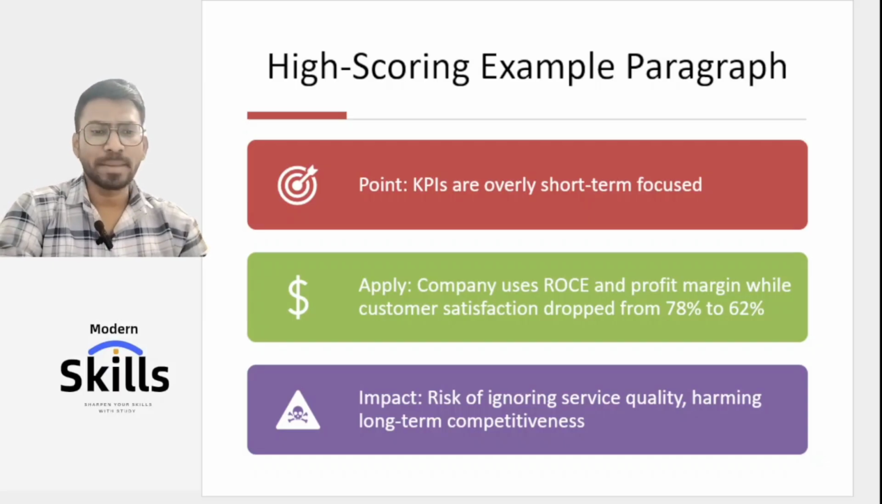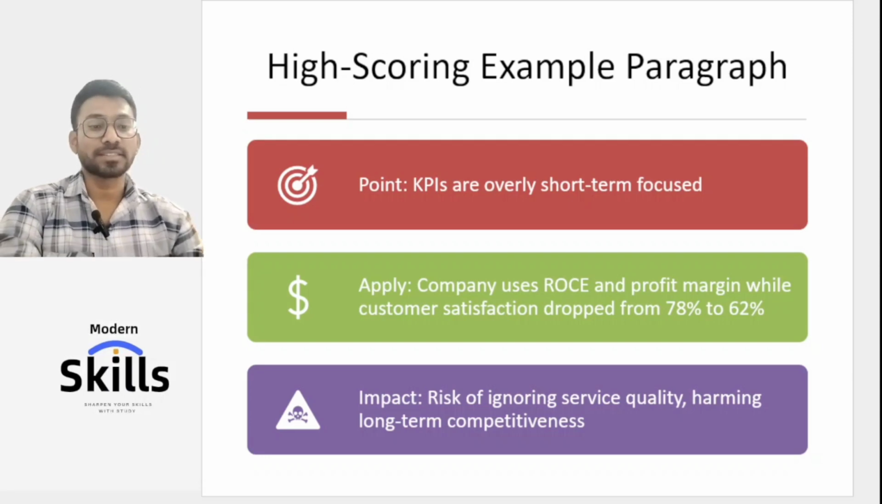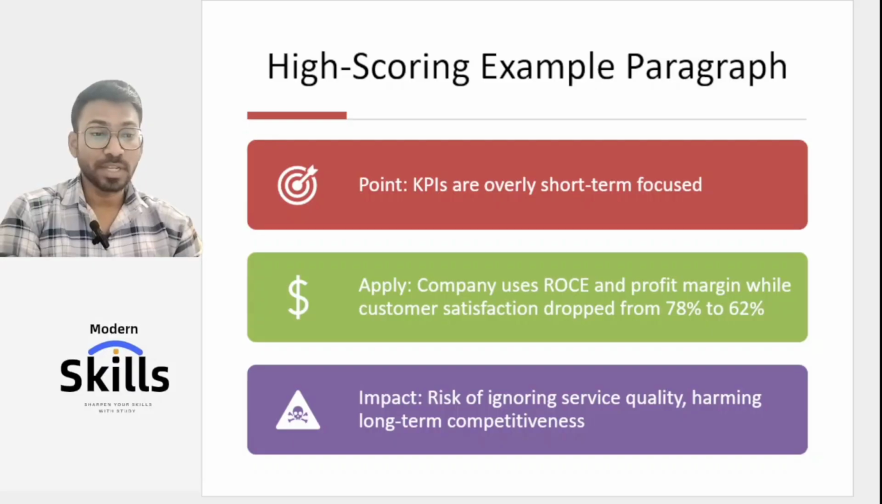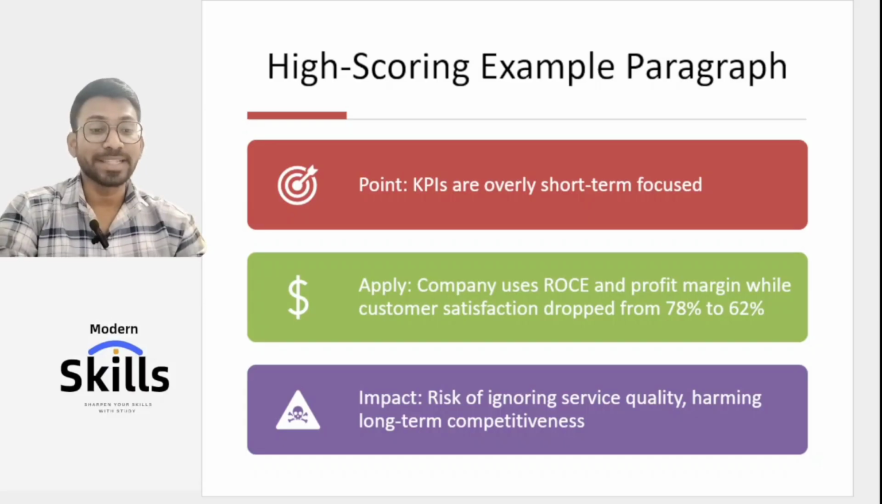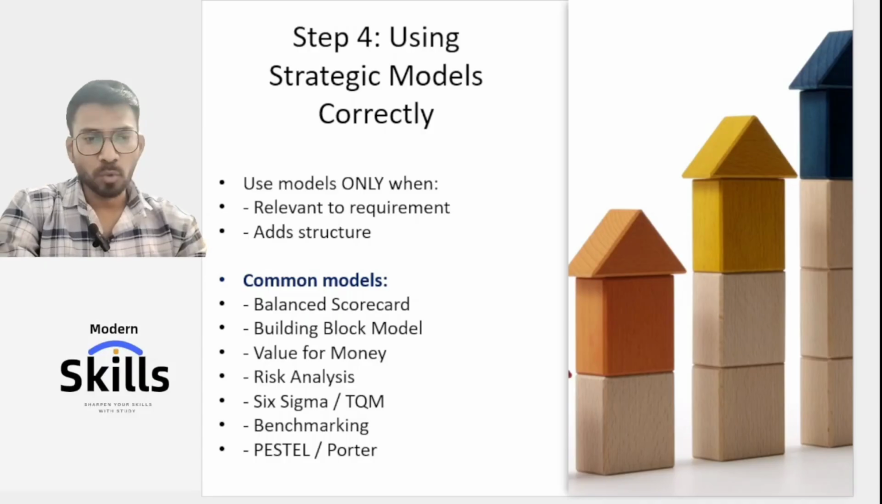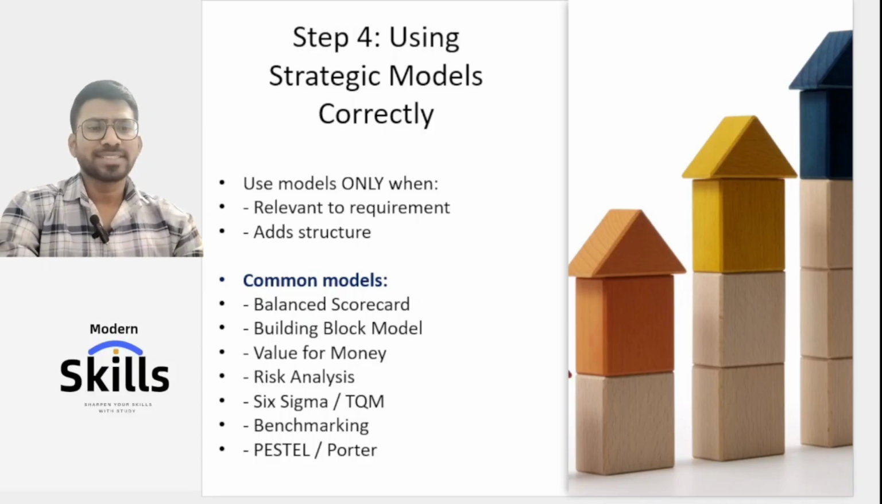So what will be the impact in this method? This creates a risk that management may focus on short-term cost cutting instead of improving service quality, damaging long-term competitiveness. This is exactly how the examiner wants APM answers to be written. Step number 4, using strategic models correctly.